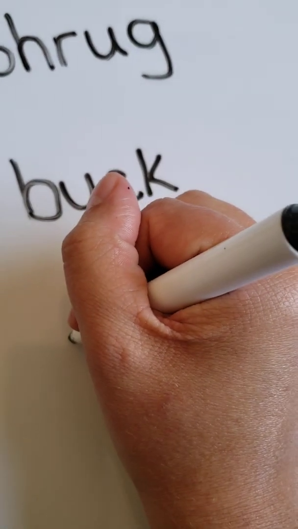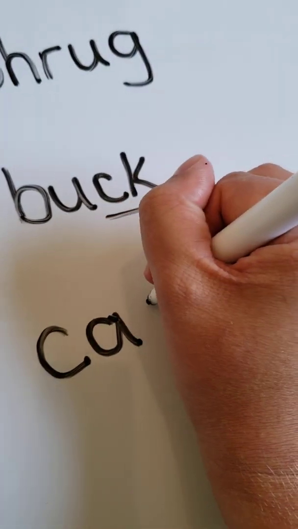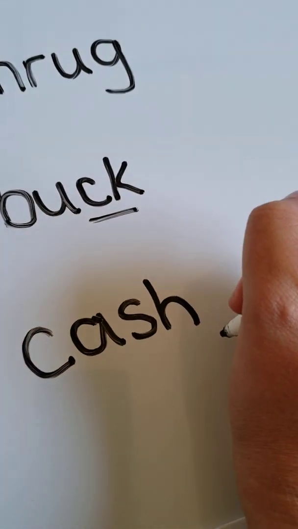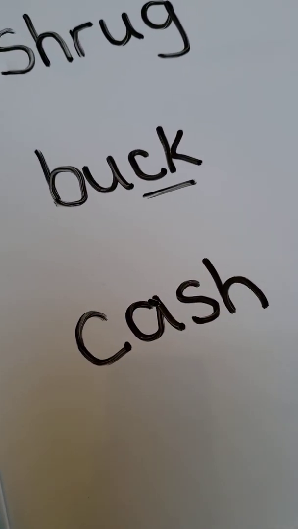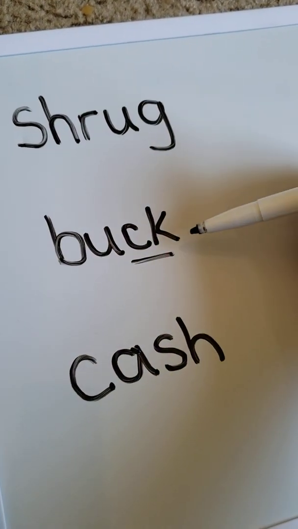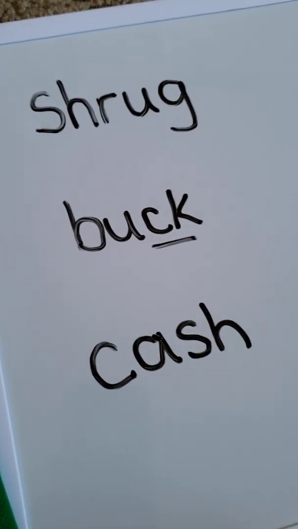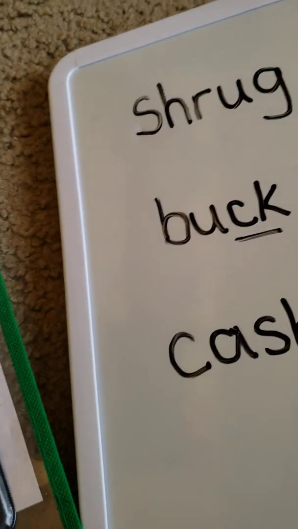And then the last one is cash. And cash just means money. Okay, cash. So we have shrug, buck, and cash. All right, those are the 3 vocabulary words you have to know.